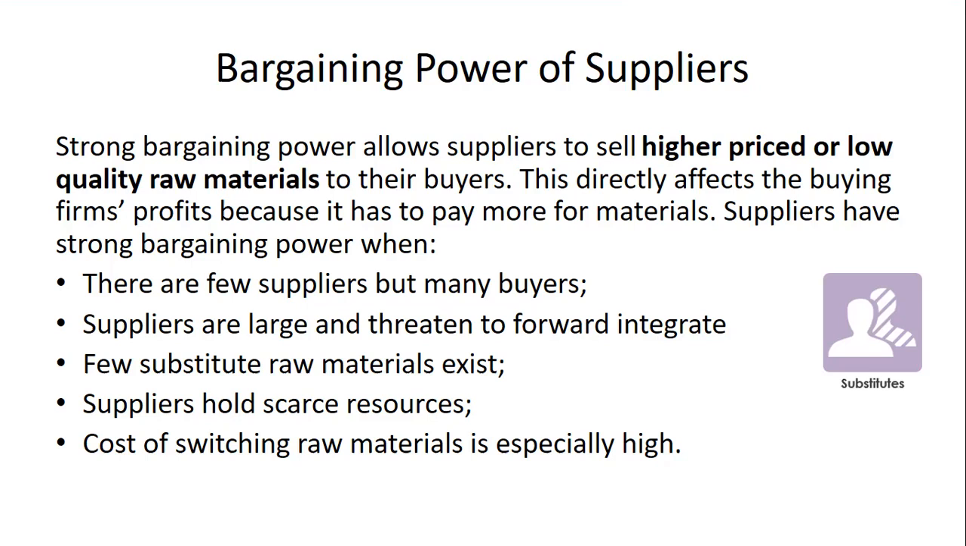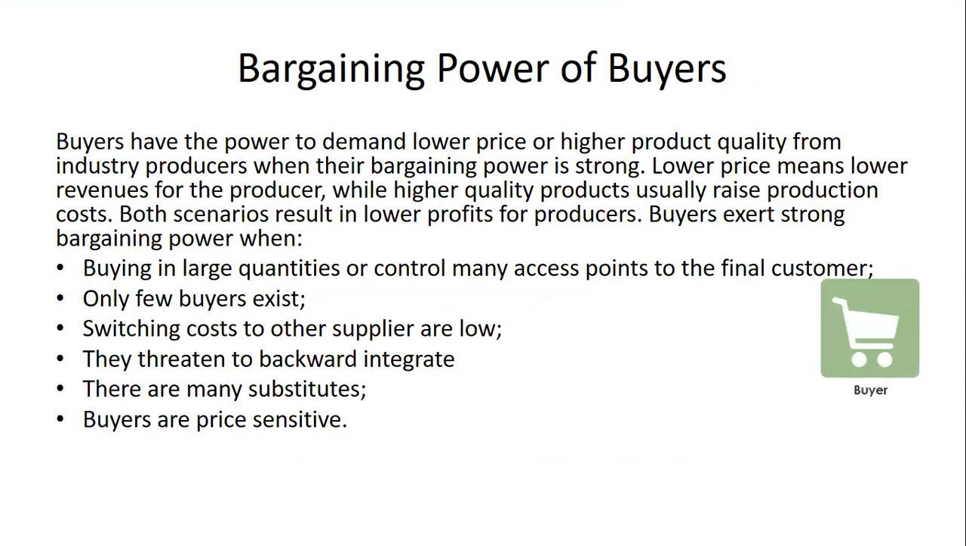Few substitutes for the raw materials exist, or they are scarce resources. And yes, the cost of switching the raw material is especially very high. So in such a case, you will understand that there is strong bargaining power. Now, bargaining power of buyers.